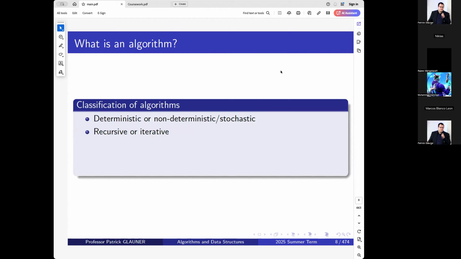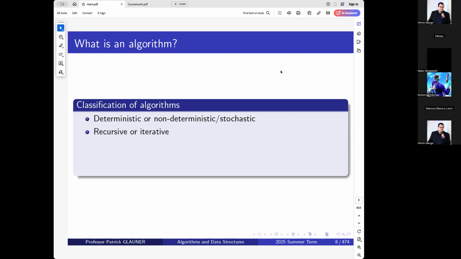Another dimension among which you can classify is whether an algorithm is iterative or recursive. Recursive would mean we use recursion in an algorithm so that a function calls itself with certain conditions, or we could do this in an iterative way using a loop.